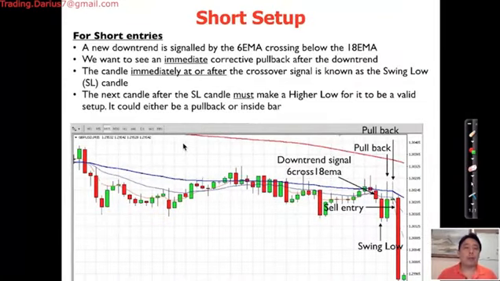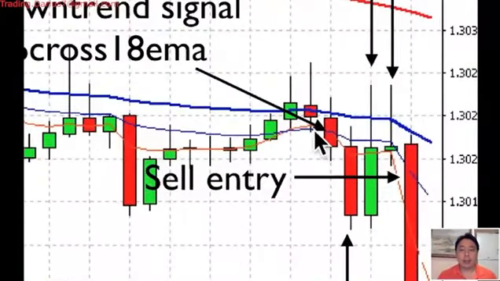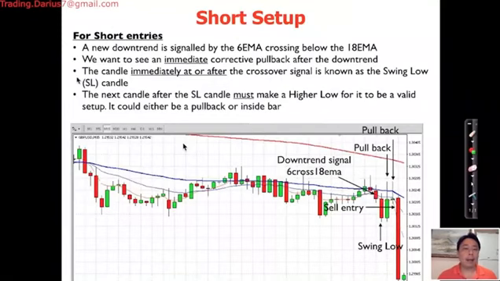So for short entries, we're looking at the opposite. We're looking for a new downtrend signaled by the 6 EMA crossing below the 18 EMA. And once again, we want to see an immediate corrective pullback right after the downtrend is signaled. So over here, you can see the 6 EMA crossing below the 18 EMA, right? The red line crossing below the blue line. Okay, so that is a downtrend signal. Okay, and again, the candle immediately at or after the crossover signal is known as a swing low candle.